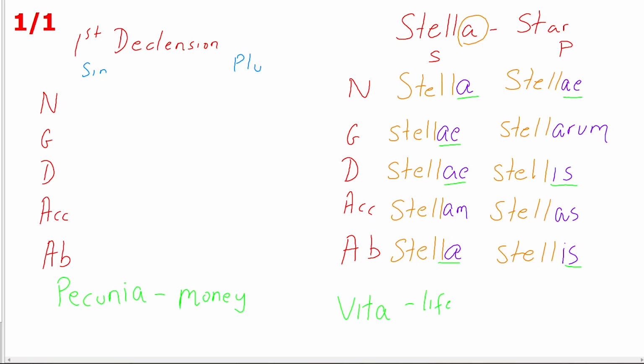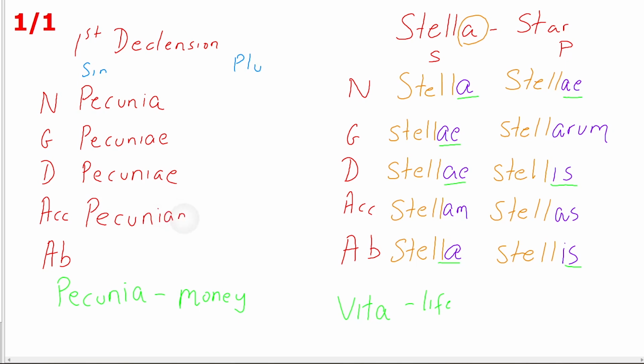Okay, so are we ready with the first one, pecunia? So in the nominative singular, what would it be? Pecunia. Genitive singular, pecuniae. Then in the dative, pecuniae. Then in the accusative singular, pecuniam. And the ablative would be pecunia.